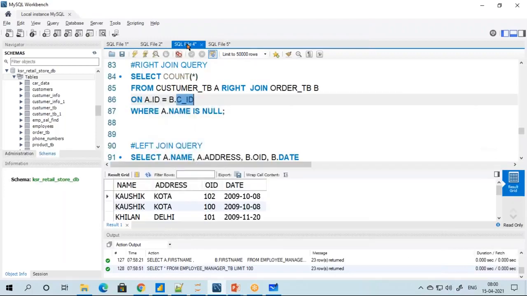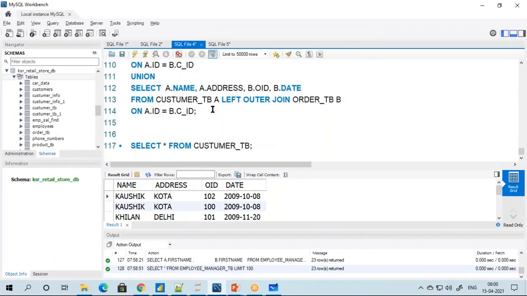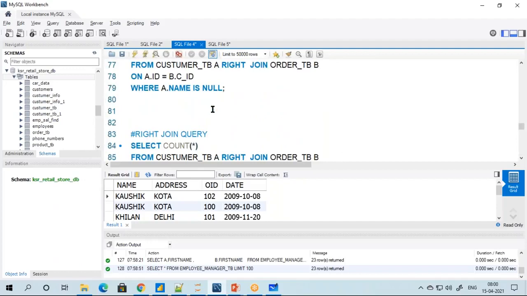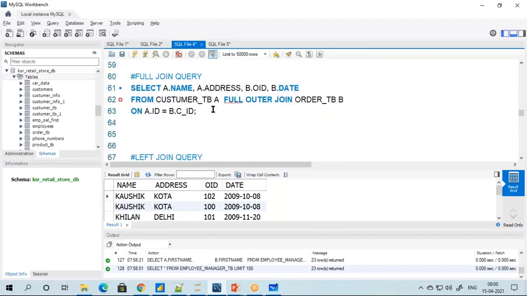What I am going to do, I will take one join. Maybe, let me take left join.